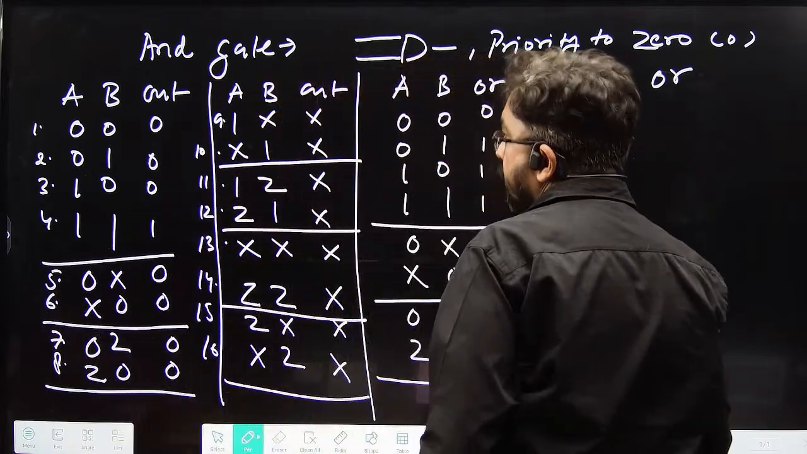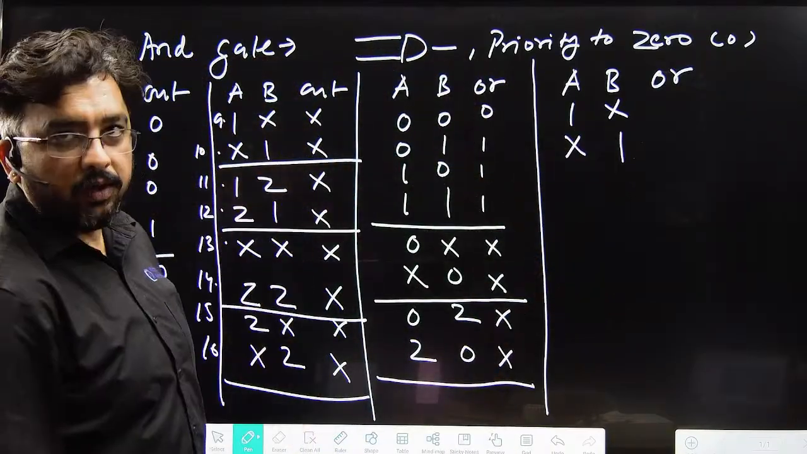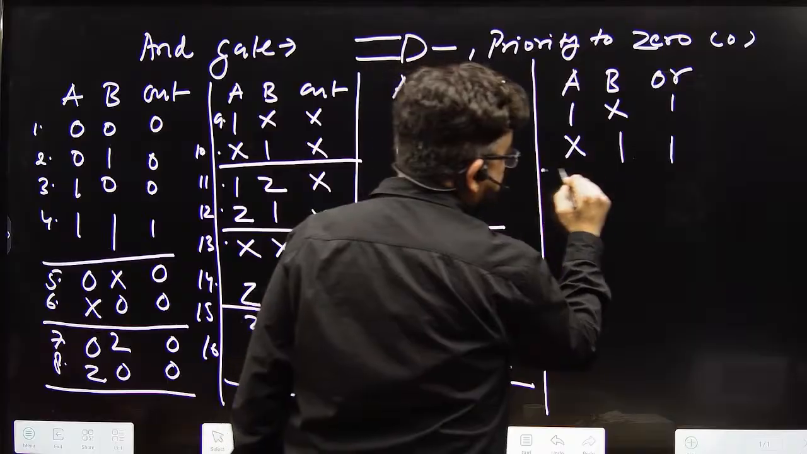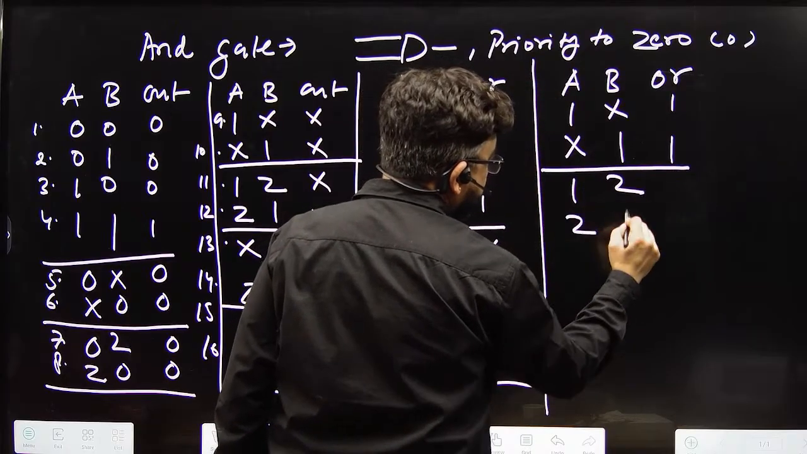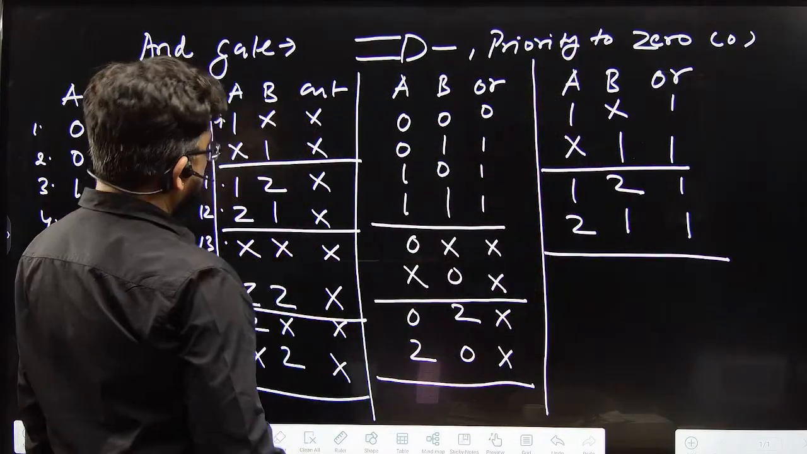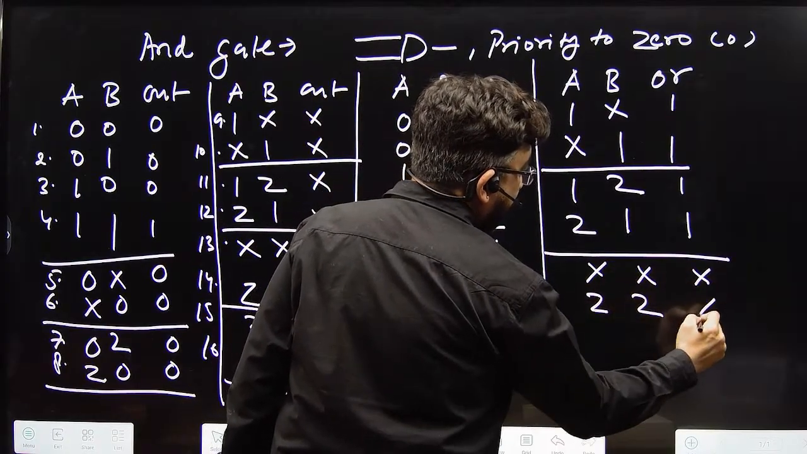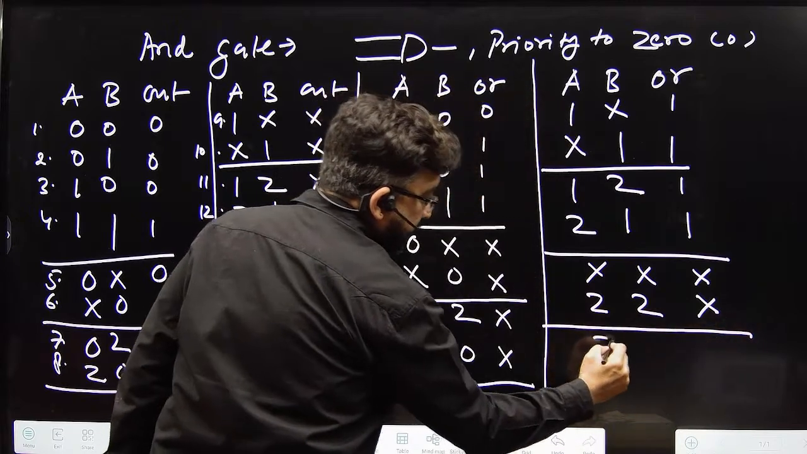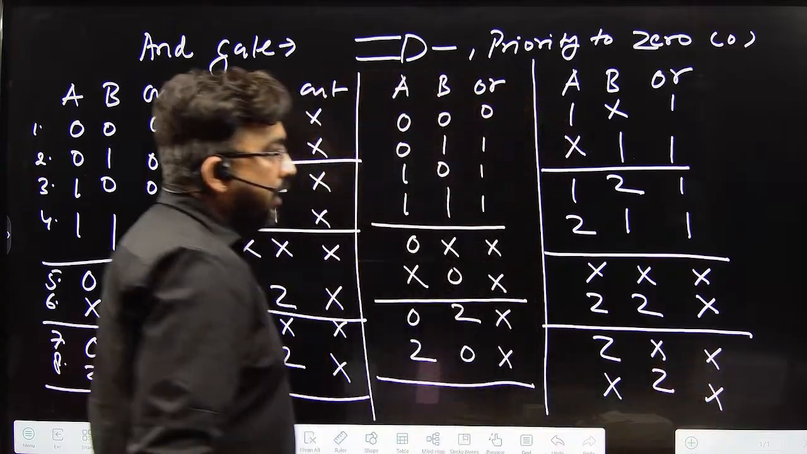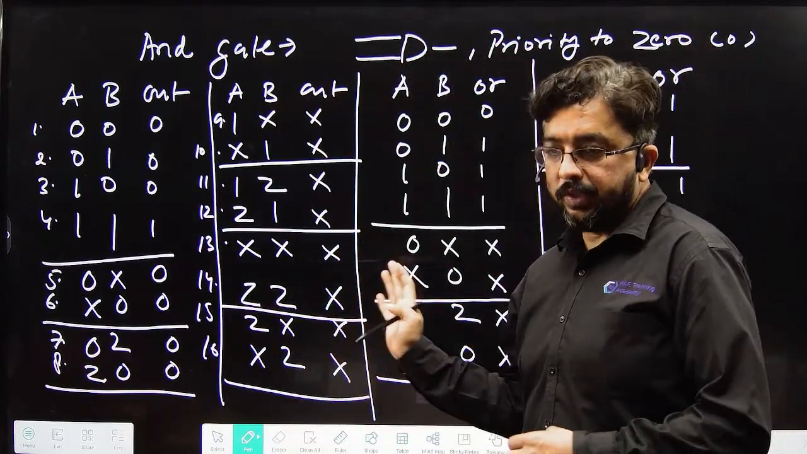Now this is 1x and x1. This is an OR gate, so the priority is now given to 1, and the output is 1. Then 1z and z1: the priority has been given to 1, output is 1. Then xx, output is x; zz, output is x. Then zx and xz, output is x. I will take at least two or three classes to explain this x and z. This is very important.